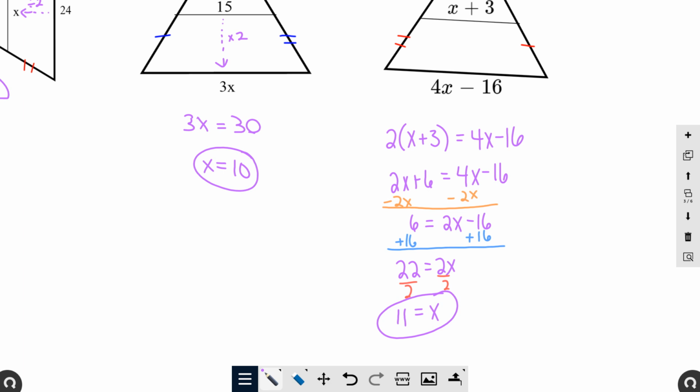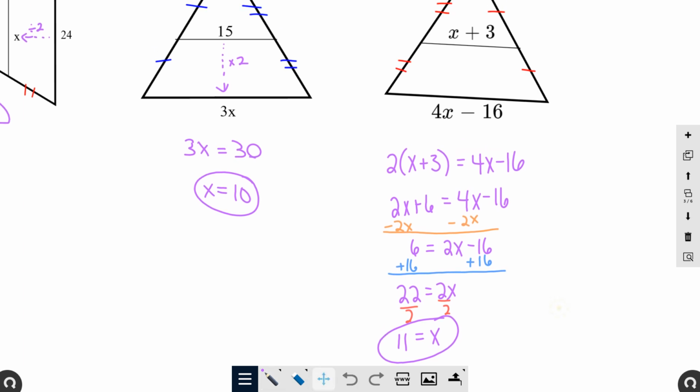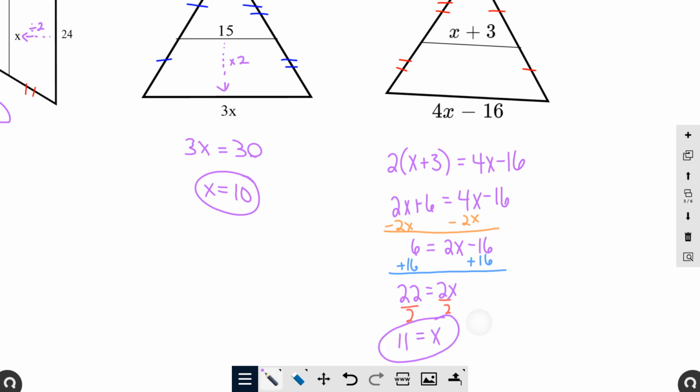Now, because it has x with it, it may ask you to plug it back in and figure out the length of those segments. So if I were to plug 11 back in, what is 11 plus 3? 14. And then that means this side should equal what? 28. Let's double check. What's 4 times 11? 44. What's 44 minus 16? 28. So this side equals 28. So it's always great to plug it back in and double check it and make sure that you get the right thing. Okay? Does that make sense?